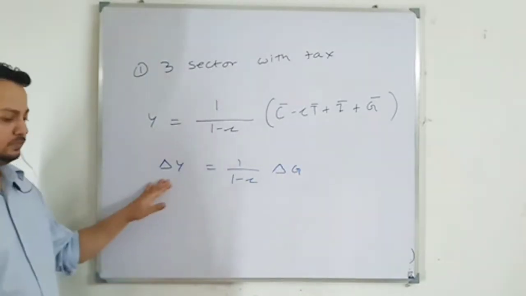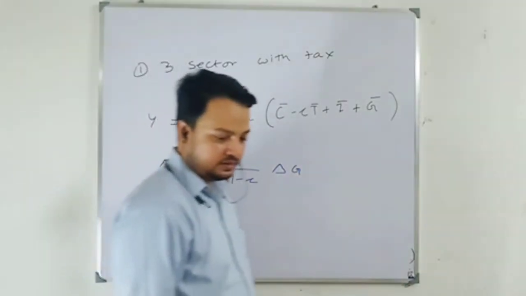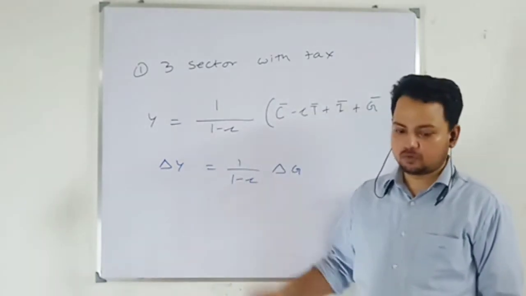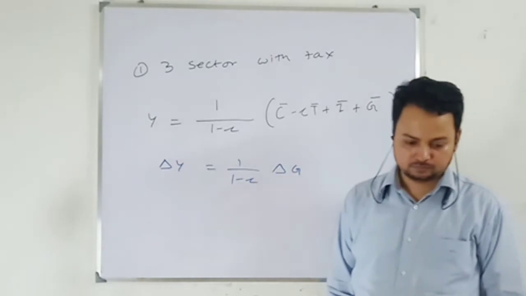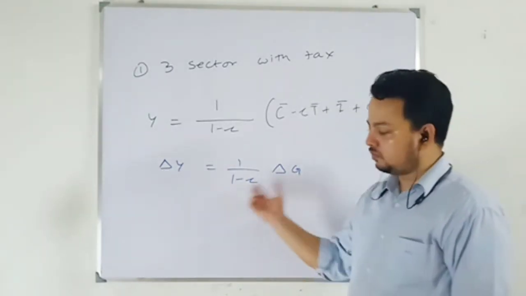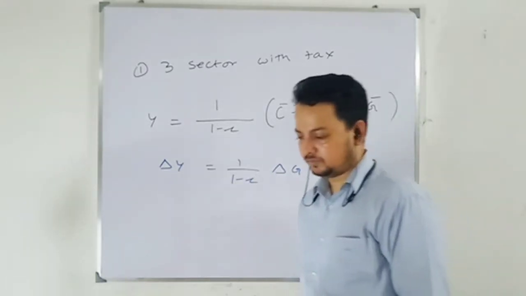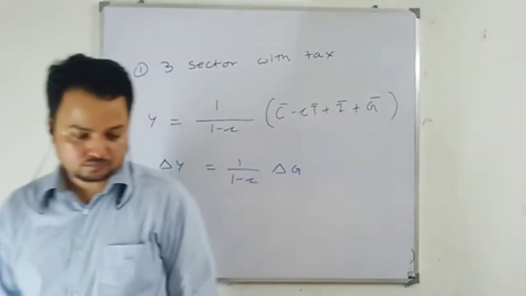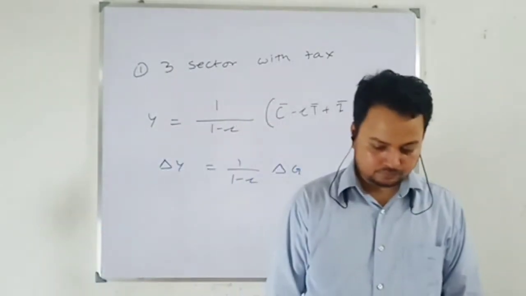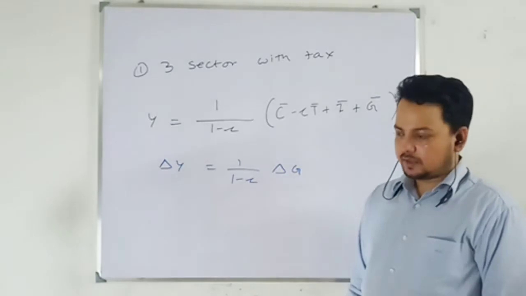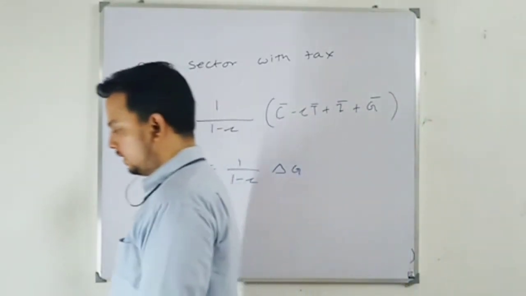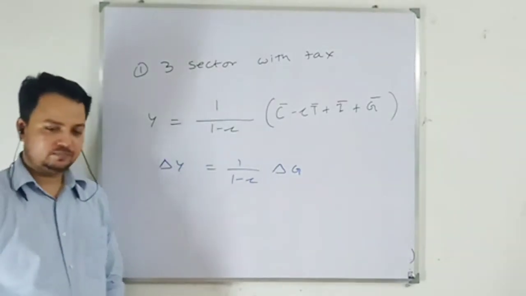Is it clear? Increase in income due to increase in government spending is calculated by the following equation. Write down one more line, then you will remember. Assuming that tax is not a function of income.